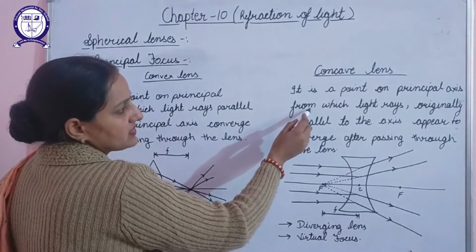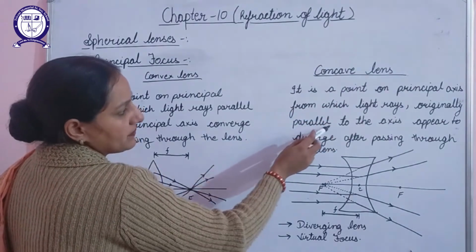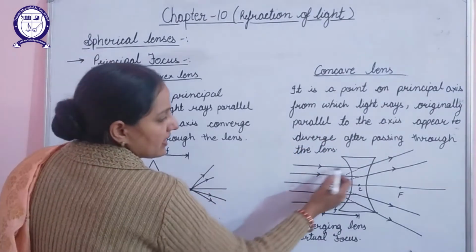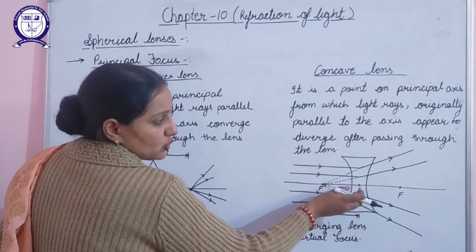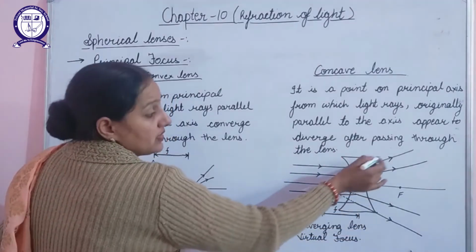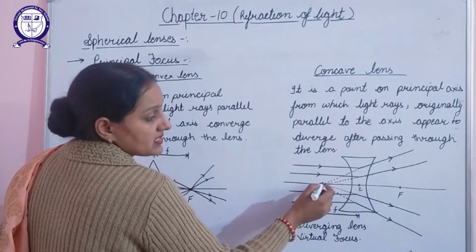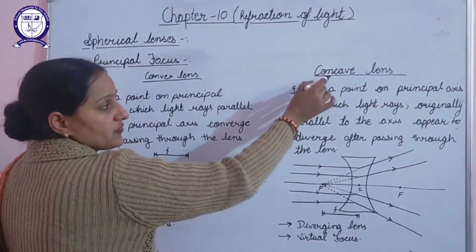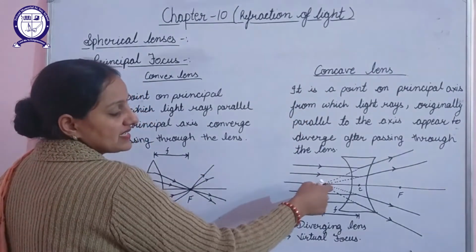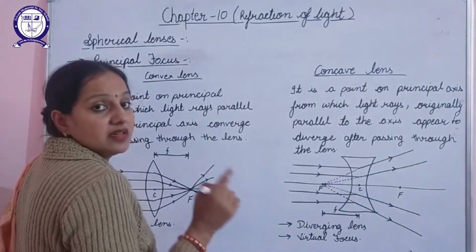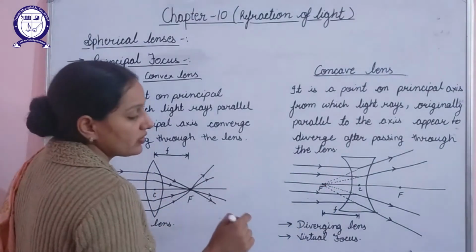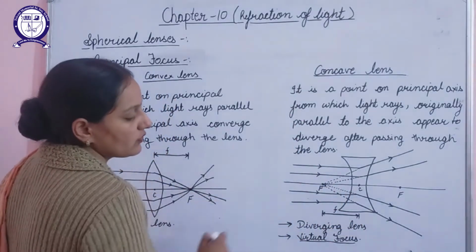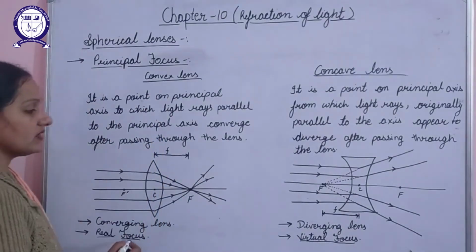If we talk about concave lens, the principal focus for a concave lens is a point on the principal axis from which light rays originally parallel to the axis appear to diverge after passing through the lens. That means if the parallel rays of light strike this lens, those light rays get diverged. They are not actually meeting, it appears as if they all are meeting at a common point, and this point is known as principal focus for a concave lens. As we can see that here rays are not actually meeting, so we will call that its focus is virtual in nature. So a concave lens will have a virtual focus, a convex lens will have a real focus.